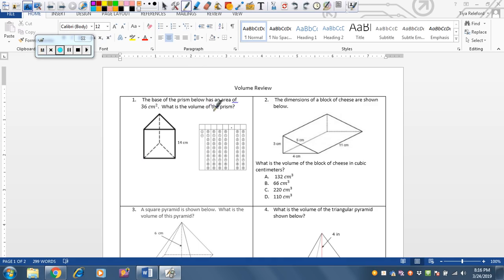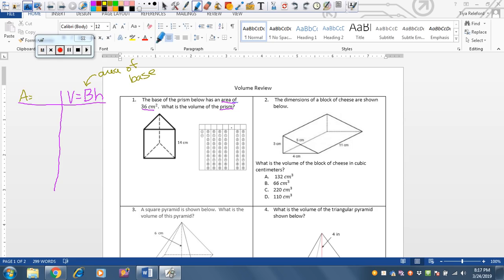Okay, on number 1, it tells you it is a prism, and it tells you the area of the base. So when you do your two, I know it's been a while, guys. Volume of a prism is capital BH. And we said that capital B was area of the base, right? So then over here, we find area.